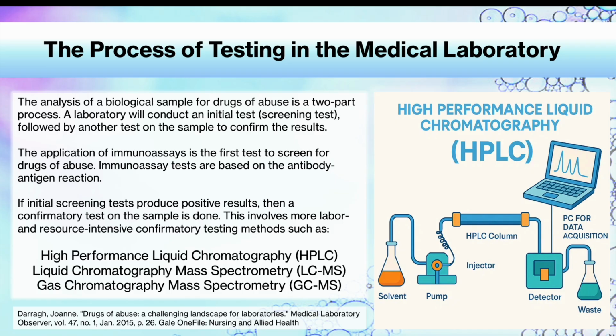If initial testing produces a positive result, then a confirmation test on the sample is done. This involves more labor and resource intensive confirmation testing methods, such as high performance liquid chromatography mass spectrometry, and gas chromatography mass spectrometry.